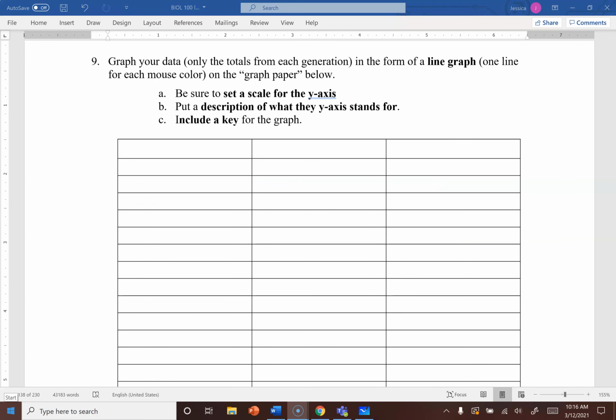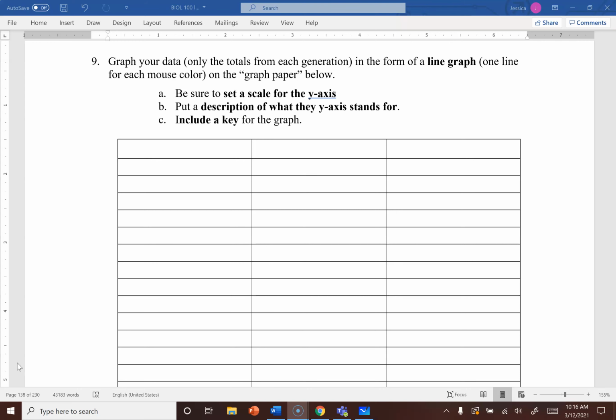So once you're finished, you're going to have to graph your data. We are going to be using a line graph, one for each mouse color. And we're going to ask you to do a couple of things. You're going to set a scale for the y-axis. Now, your entire graph must fit within your graph sheet. If it doesn't, you need to renumber.